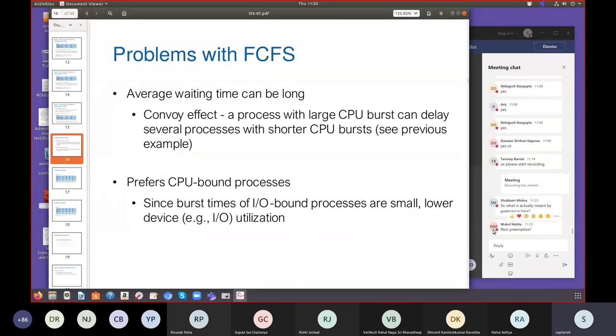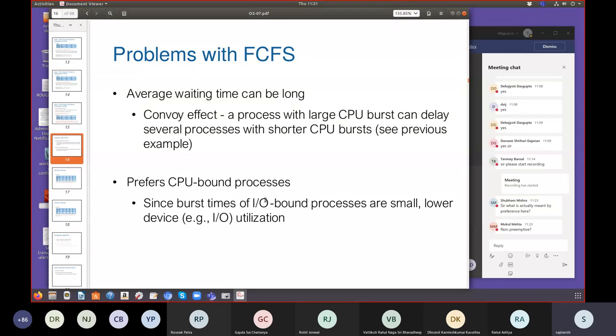Yeah, so the answer that I was looking for was given by Mukul. The main problem is that it is non-preemptive. So suppose several IO bound processes come. IO bound processes will do lots of IO, right? As they are doing IO, the processor will not be scheduled to some other process, because it is non-preemptive. So that is the issue, and that is why CPU bound processes are better.